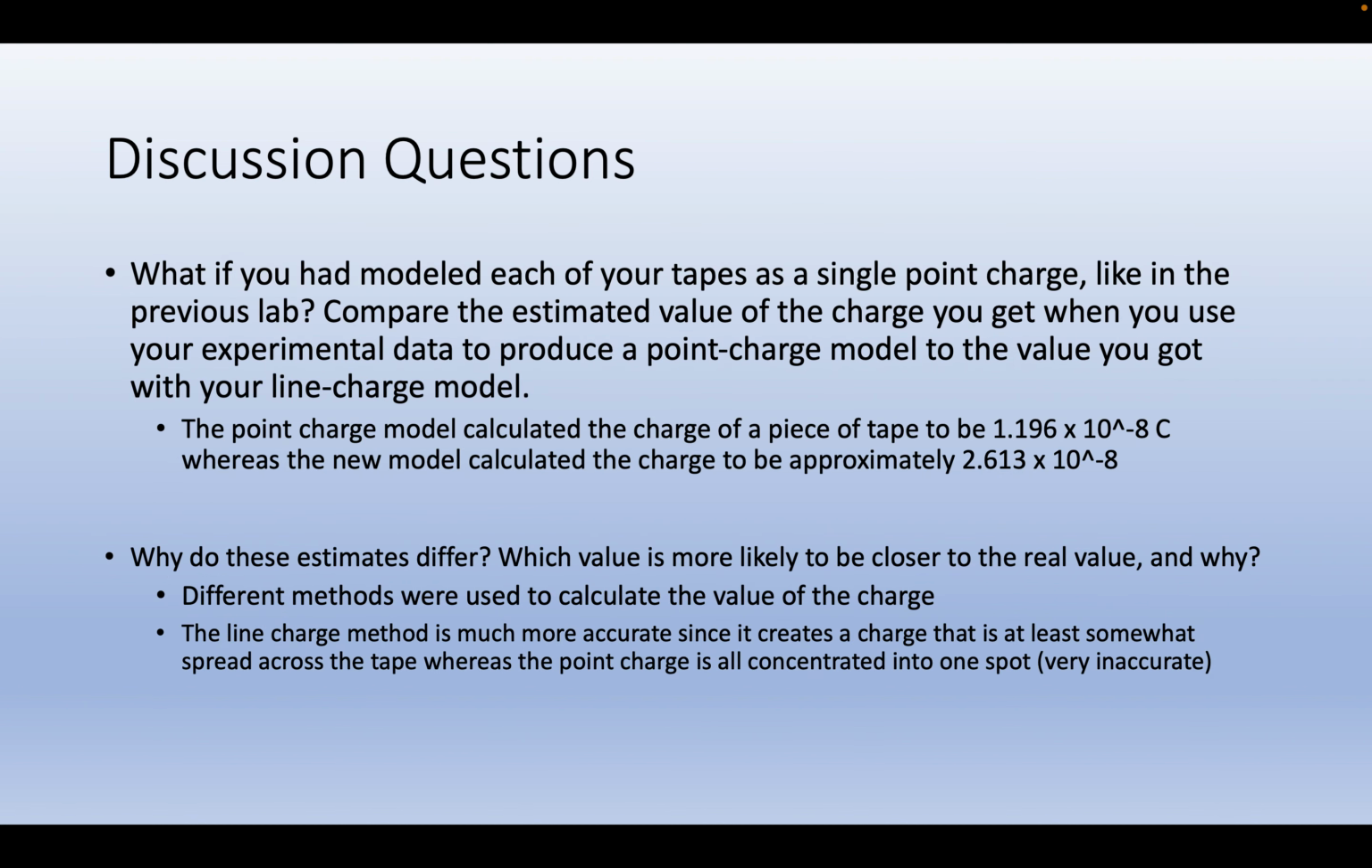So some discussion questions. What if you had modeled each of your tapes as a single point charge, like in the previous lab? Compare the estimated value you get. So the point charge model calculated the charge of a piece of tape to be 1.196 times 10 to the negative 8 coulombs, whereas this new model calculated it to be 2.613 times 10 to the negative 8 coulombs. So a very big difference here. Why do these estimates differ, and which is more likely to be closer to the real value?